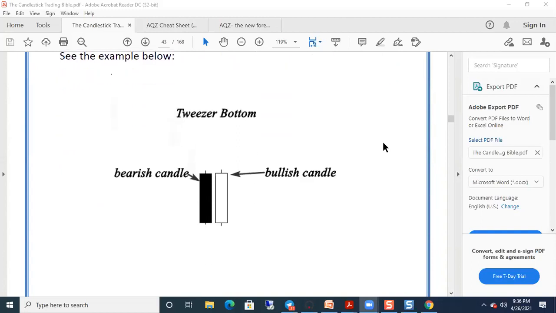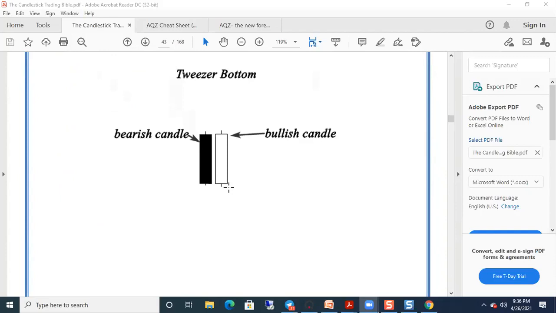This is the last one we're going to discuss, and it's called a tweezer. A tweezer, also known as a railroad in some texts, is basically what I call return to origin, right? So sellers came in, pushed price down to this point. Buyers came back, pushed price up to where sellers came back from. And that was all. So price came back to exactly the same spot it came from.